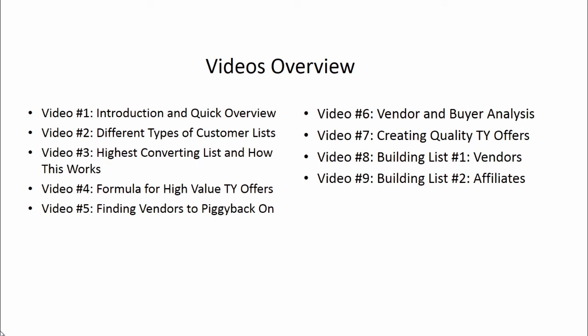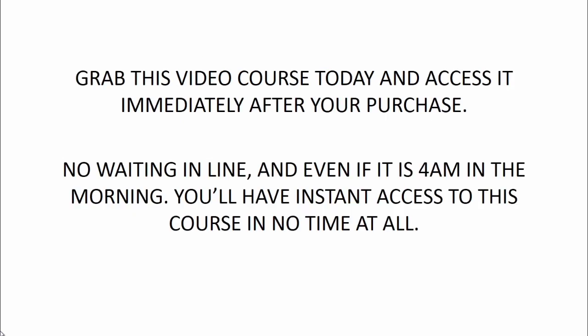But as we always say, it is a two-way street. So half of the video course is going to really be focusing on how to make vendors say yes. And that's why we'll be focusing on video number 6, which is vendor and buyer analysis, so we can understand the vendor and the buyer itself. And then video number 7, we'll talk about creating high quality thank you offers. And video 8 and 9, we'll focus on strategies to help you build your list via the vendors and as an affiliate.